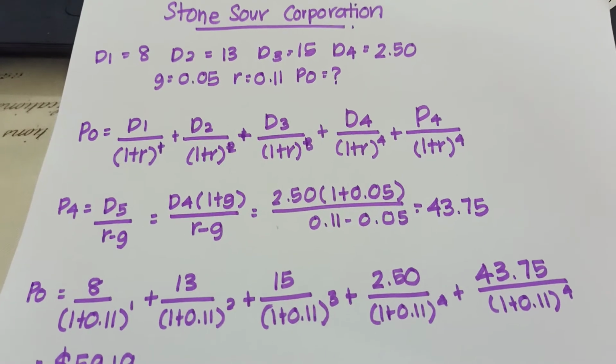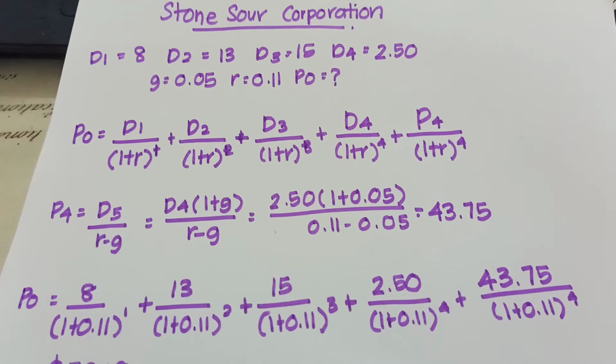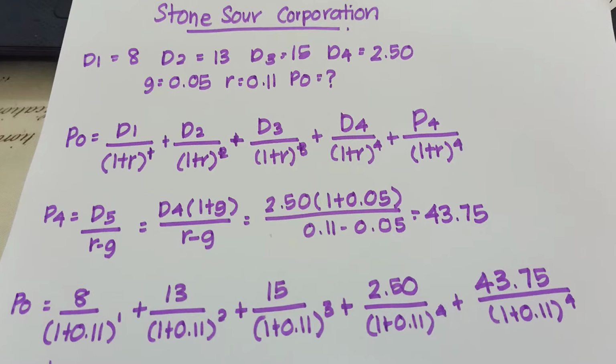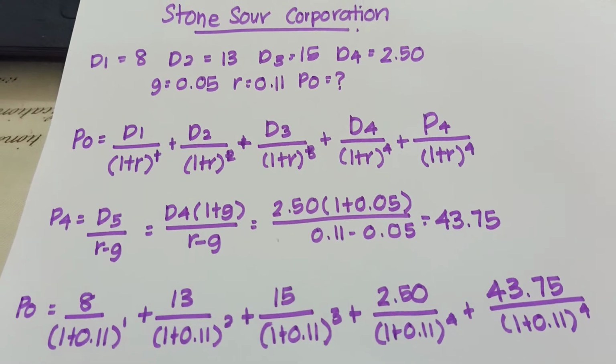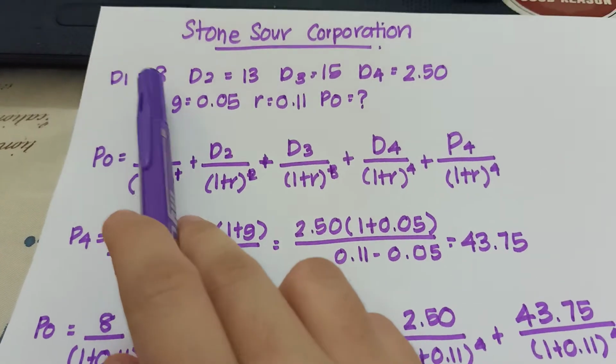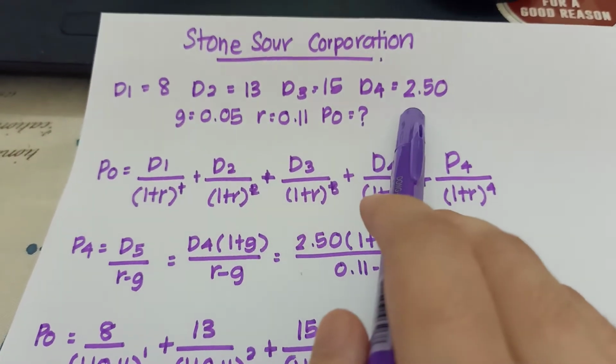Okay, so for this video, I will show you the calculation for the question Stone Sour Corporation. The question is quite easy because you don't have to calculate the amount of dividend. The amount of dividend is already provided by the question. They state dividend in year 1 is 8, dividend in year 2 is 13, 15, and also 2.5.